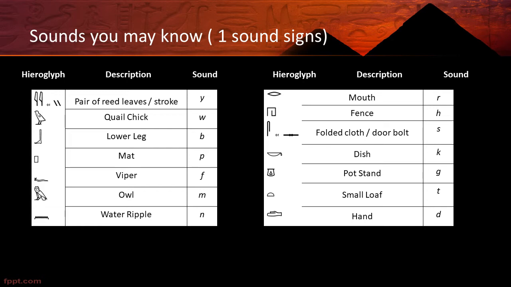If you look on the right, you have the mouth, which is the R sound, or the dish, which is the K sound. The folded cloth is the S sound. So these are sounds that are fairly common within the English language and are easy for us to translate, or to at least understand. Now, as we go along, we're going to get into more complex sounds, compound sounds, and also sounds that are actually not in the English language.